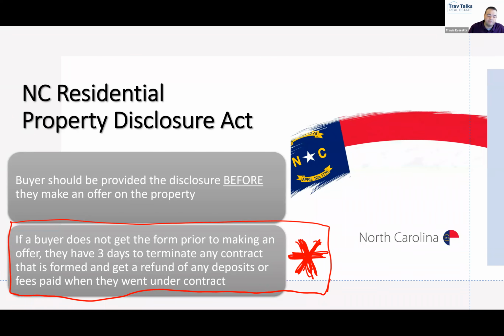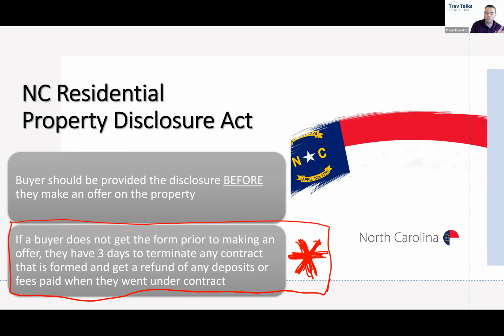If this rule is violated and we go under contract, because if you think about it, an offer gets made, the offer gets accepted, we're now under contract and everybody's bound to do what they promised to do, right? Here's what we're saying. That contract is no good for the first 3 days. If the buyer does not see this form before they make an offer, it basically gives them 3 days for free to change their mind, back out, terminate the deal at no penalty whatsoever.